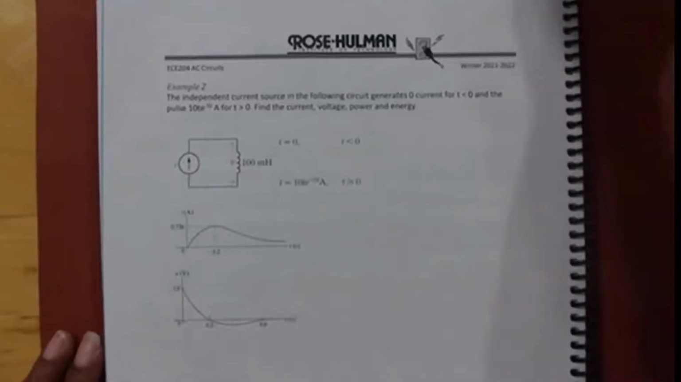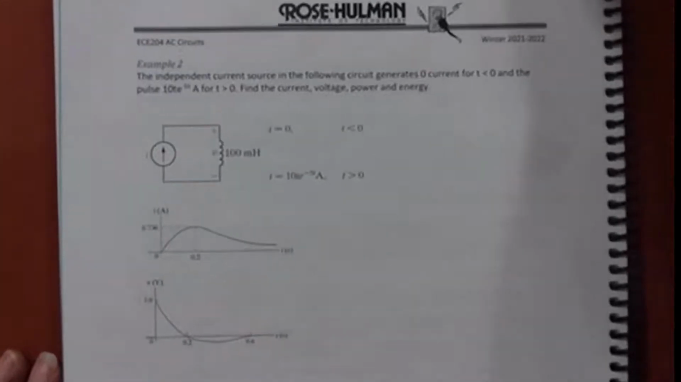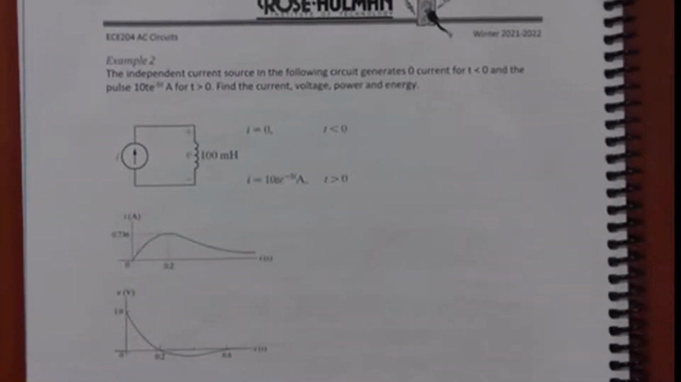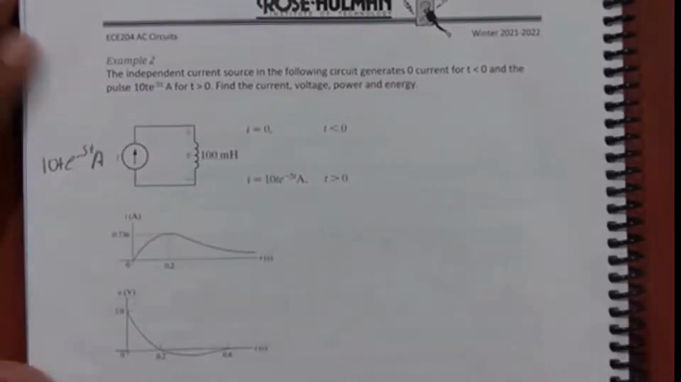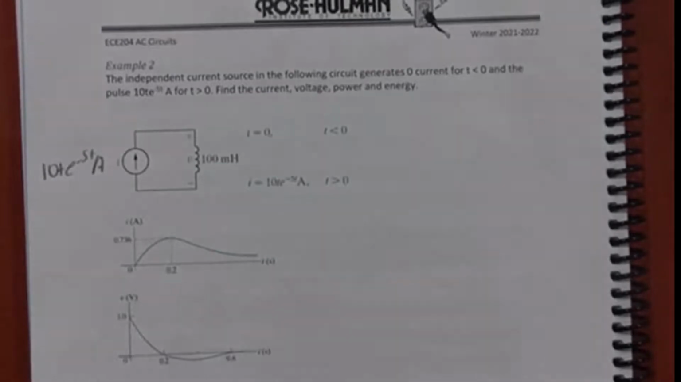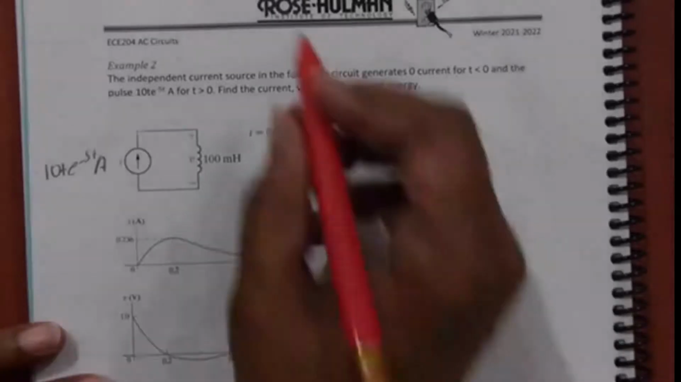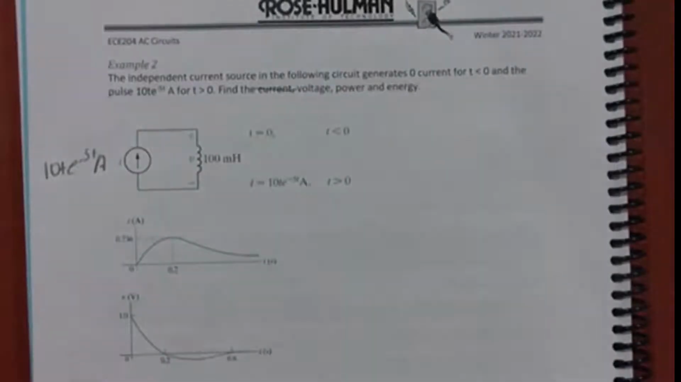So we have a problem here. We have a current source that has a value of 10t e to the minus 5t amps for t greater than or equal to 0 and 0 otherwise. And I want to find the voltage, the current, the power, and the energy. It says find the current, but you're given the current. So it's actually find the voltage, the power, and the energy.